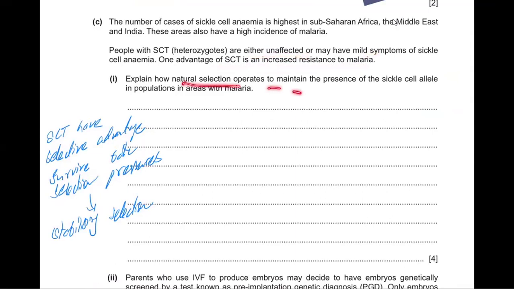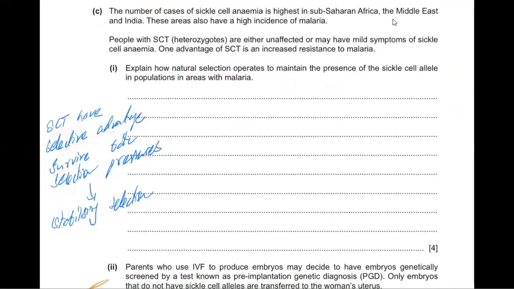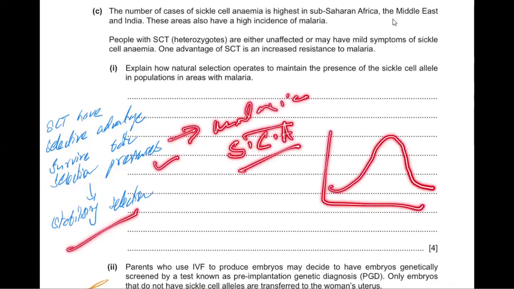Explain how natural selection operates to maintain the sickle cell allele in a population with malaria. So here you go to selection and evolution. We know that SCT people have a selective advantage. They survive both selection pressures, malaria as well as sickle cell anemia, and then they reproduce. They pass on those alleles to the next generation. So that's an example of stabilizing selection, where we have this kind of graph.